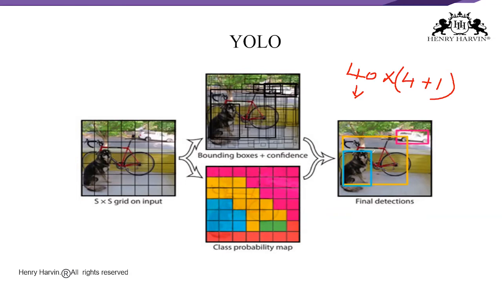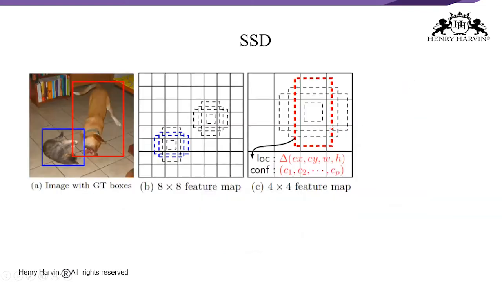Another useful framework is single shot detection, which was proposed in 2016. Let's assume that you have an image with two objects, a cat as well as a dog. The way this works is quite similar to YOLO in that sense. It takes an 8x8 feature map and a 4x4 feature map within the CNN.